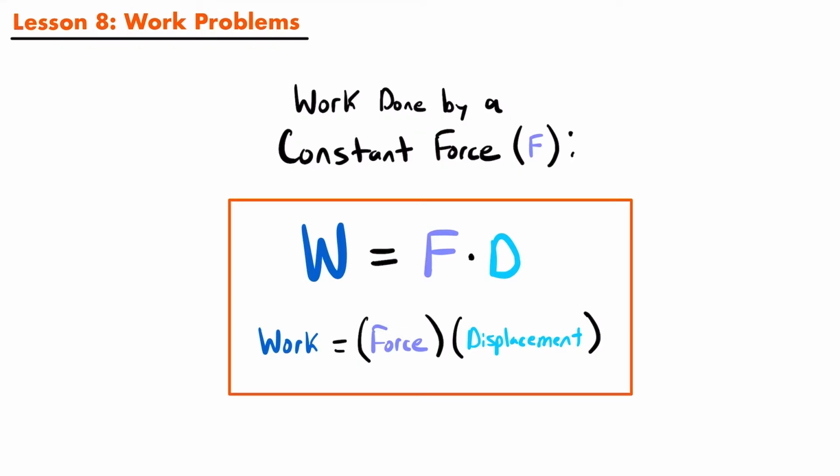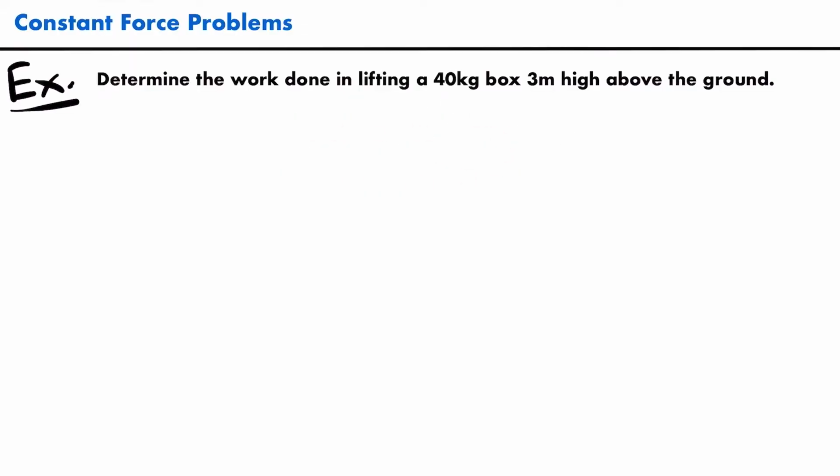And so let's take a look at an example problem of this most basic scenario where work is done by a constant force. Okay, so here's our example problem. We want to determine the work done in lifting a 40 kilogram box 3 meters high above the ground. Remember that work is equal to the force applied times the displacement, or the distance that our object moves. In this problem, we're lifting a box that has a mass of 40 kilograms, and we're lifting it 3 meters high above the ground.